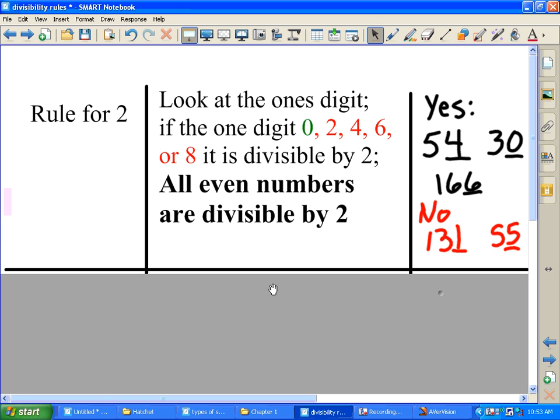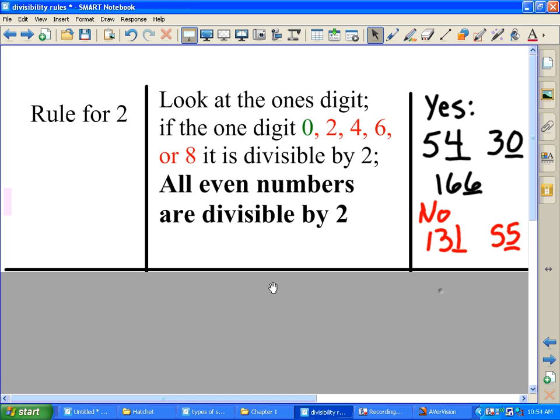Here is the first rule. We're going to learn the rule for the number 2. If I want to know, is a number divisible by 2? Can I take a number and divide it by 2 without a remainder? Yes, you're writing this exact same thing in your notes, just like you see it. First of all, the rule for 2 is you're going to look at the ones digit. Only digit that matters when you're talking about the rules for 2. If the ones digit is a 0, 2, 4, 6, or 8, it is divisible by 2.